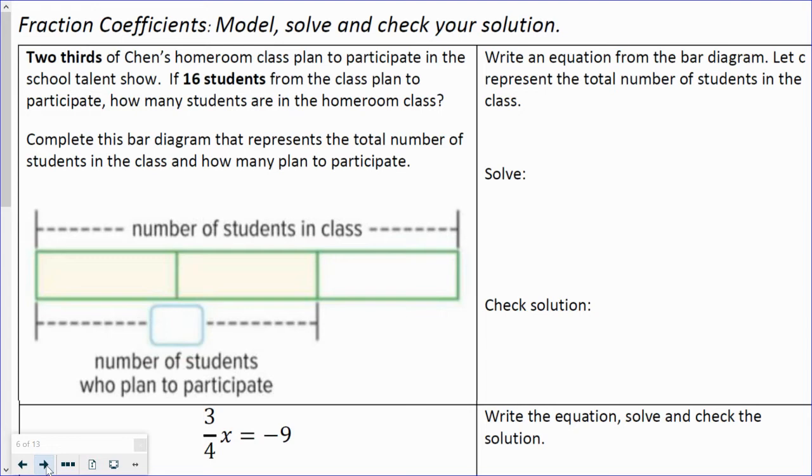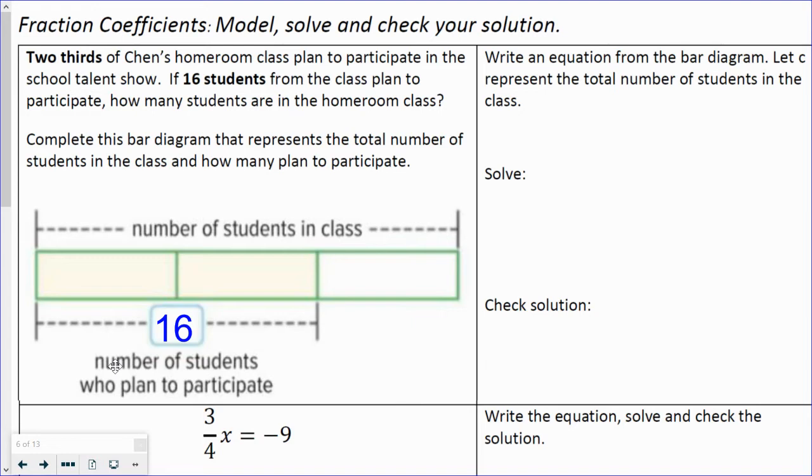Right, so we have a bar diagram to help represent. This whole bar diagram represents the number of students in the class. We know 2/3 of these students, though, are planning to participate in the talent show, okay? And we are saying that there are 16 of those 2/3 of the class that are participating. So that kind of shows the model, right? But our job is to find out the whole bar. What is it? So we need to write the equation from the bar diagram.